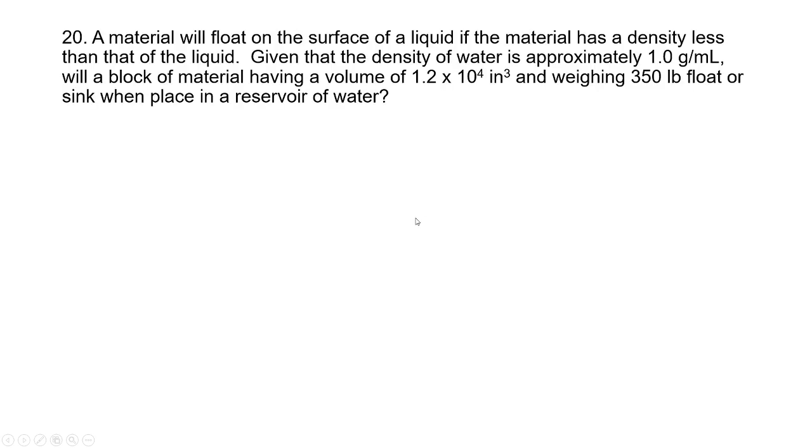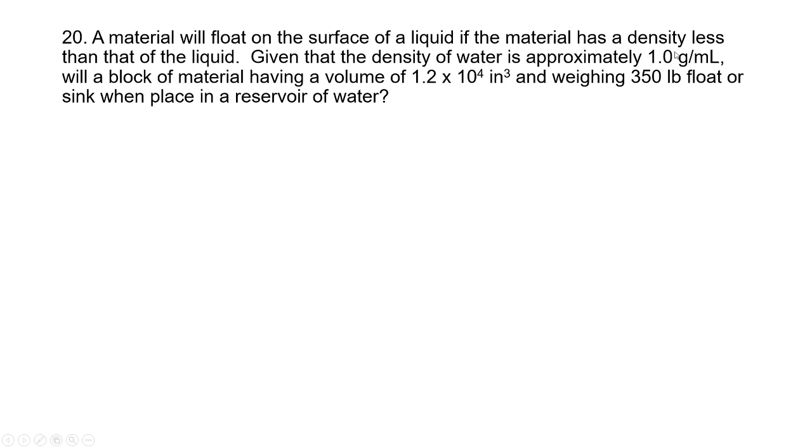Number 20, it says a material will float on the surface of a liquid if the material has a density less than that of a liquid. Given that the density of water is approximately 1 gram per milliliter, will a block of material having a volume of 1.2 times 10 to the 4th cubic inches and weighing 350 pounds float or sink when placed in a reservoir of water? So what we have to do is figure out what the density of this particular block is and then compare that density to the density of water.